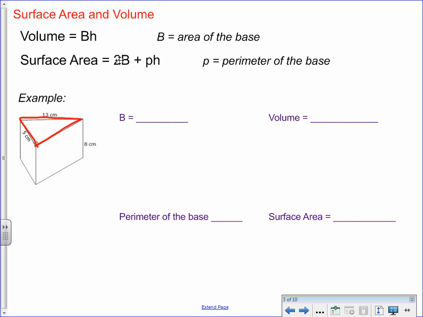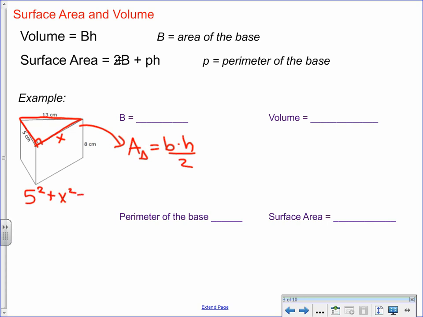Area of this triangle, since the triangle is the base, is base times height divided by 2. Now don't get this confused, because the base of the prism is the shape of a triangle, but the base and the height in a triangle meet at a right angle. So I need to know this 5 times the other side that meet at that right angle, divided by 2, will be my area. Since I don't know this, I'm going to need to use the Pythagorean theorem.